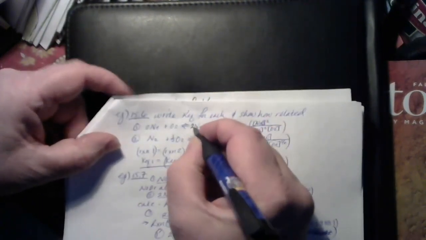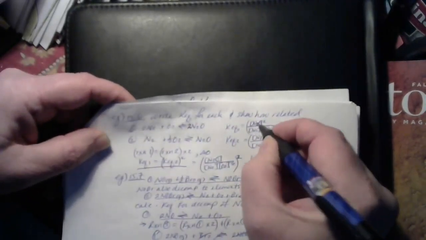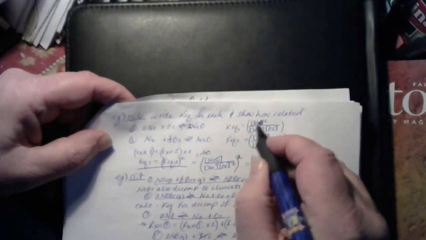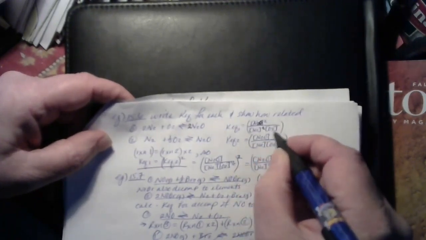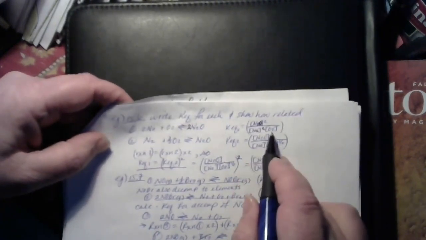An example of that is here. But first, we'll just write the KEQ for each reaction and show how they're related. So in the first reaction, we have 2 N2 plus O2 yield 2 N2O. Okay, the KEQ will be N2O squared over N2 squared times O2. The 2's really don't want to show up on this camera. And that will be KEQ for reaction 1.